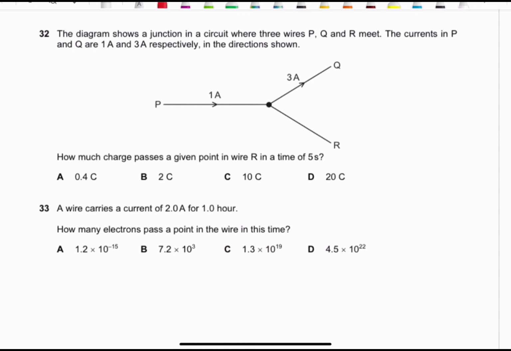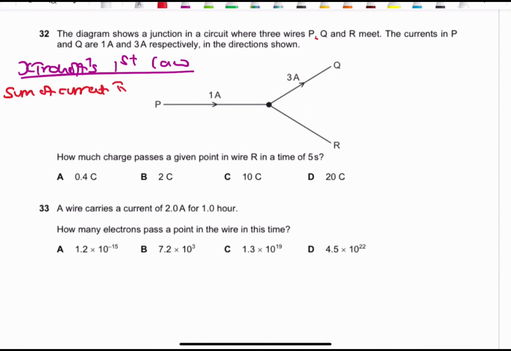The diagram shows a junction in which a circuit has 3 wires, P, Q, and R, which meet. We've been given the currents themselves and how much charge passes through point R in a time of 5 seconds. So you need to apply what we call Kirchhoff's first law. Basically, that's what you need to apply. What does it say? The sum of current into a junction is equal to the sum of current out of a junction, right?